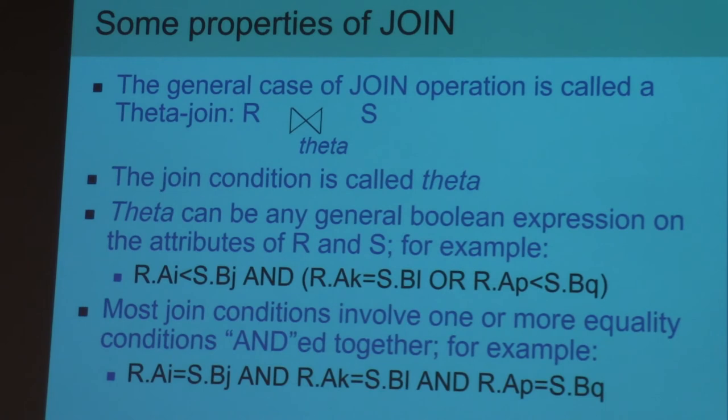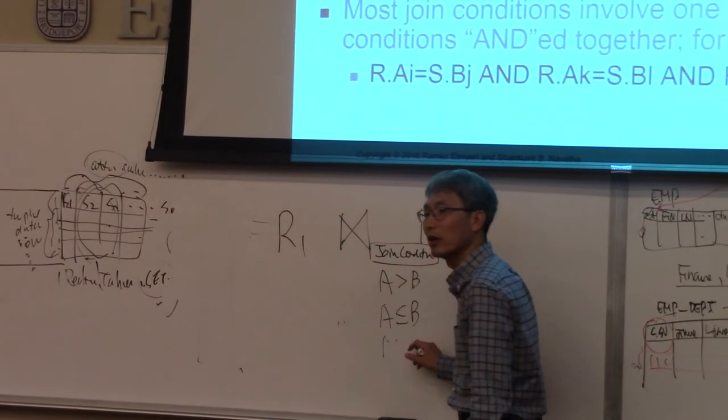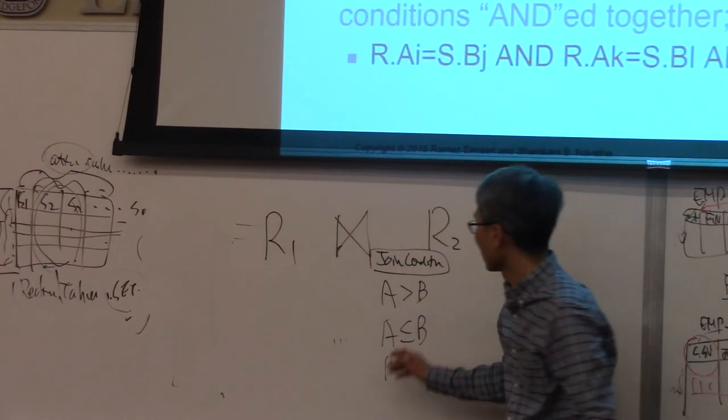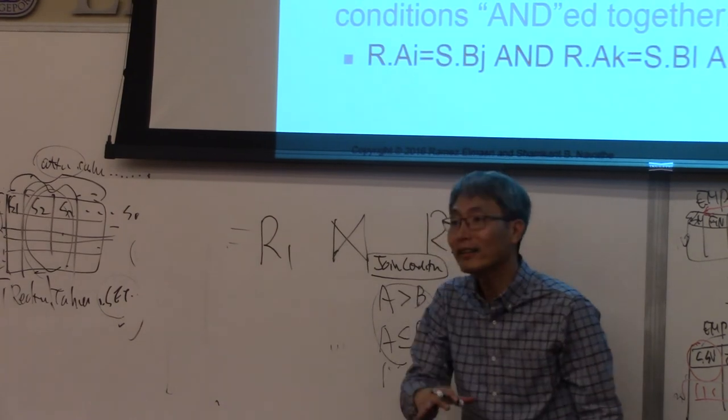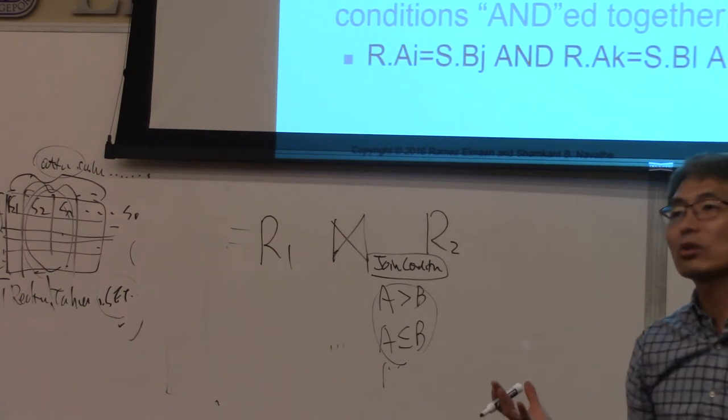So first, join. R1, R2, join condition. What about this join condition? Can I use, for example, A is bigger than B? Or A is equal or less than B? Or whatever. Any join condition is fine, and that is called a theta join. So when we say join, that is usually the theta join. So don't worry too much.